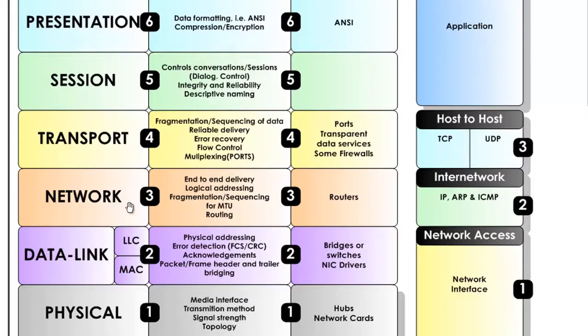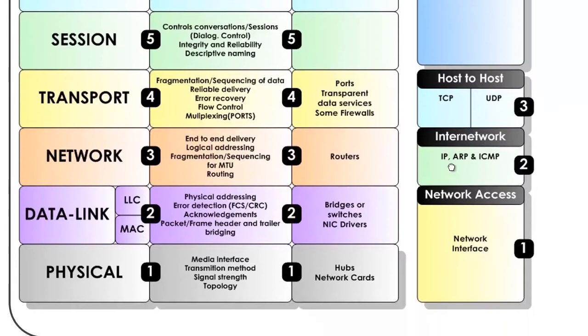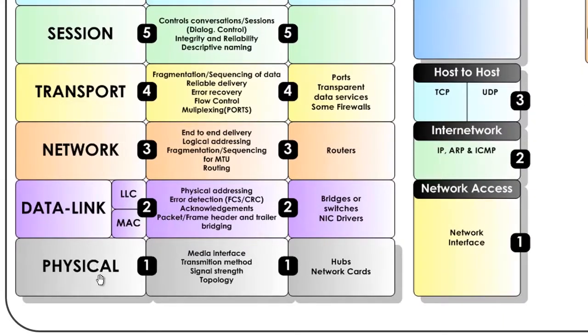And your network layer handles end to end delivery, that is routing, logical addressing, fragments for MTU and then routing, and everything is taken care of by your internet layer. Here we have some of the protocols called IP, ARP and ICMP, that is Internet Protocol, Address Resolution Protocol and Internet Control Message Protocol. Then the two lowermost layers, the data link and physical layers, are combinedly handled by the network access layer. We already know about these 2 layers.